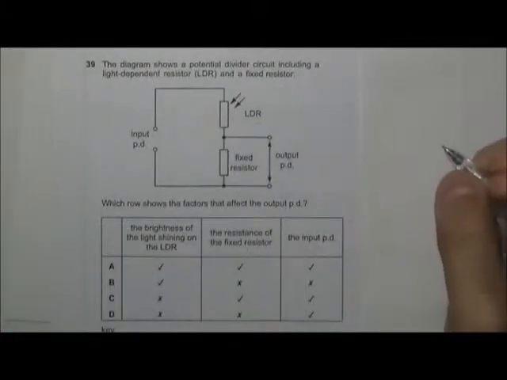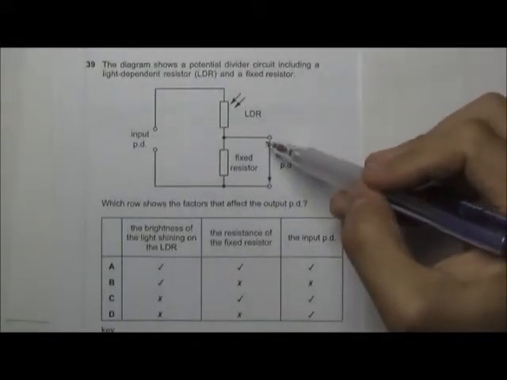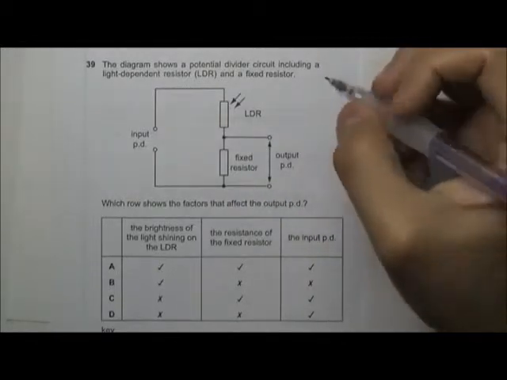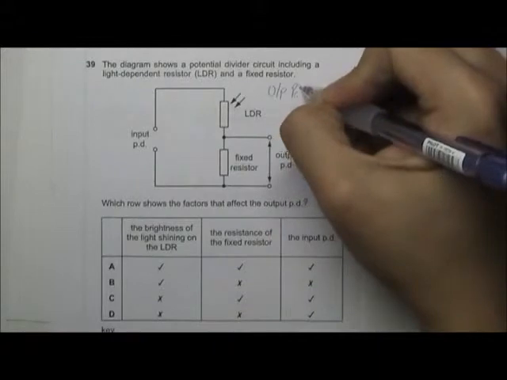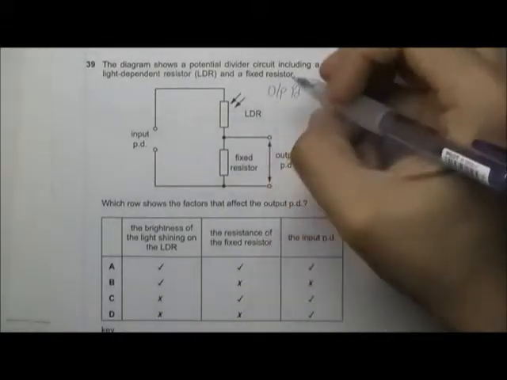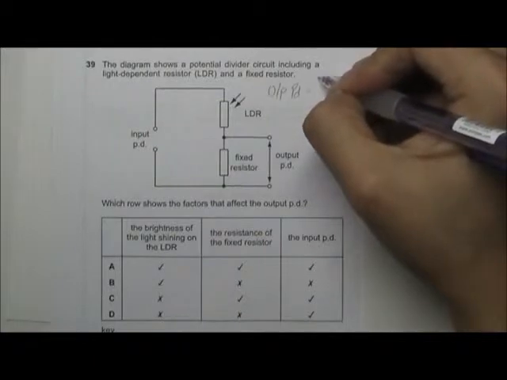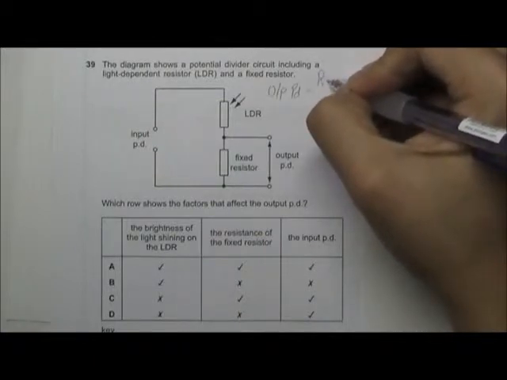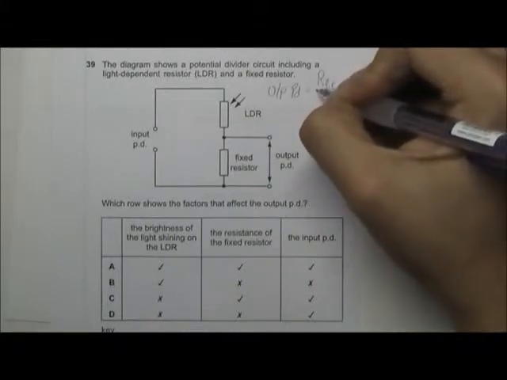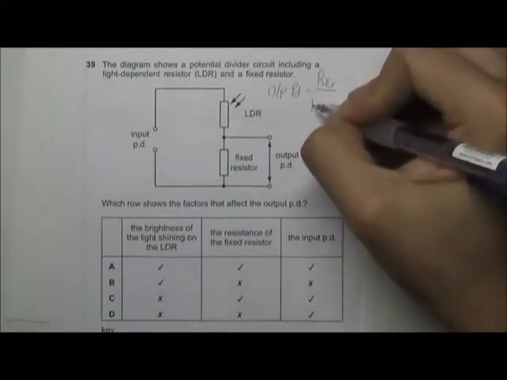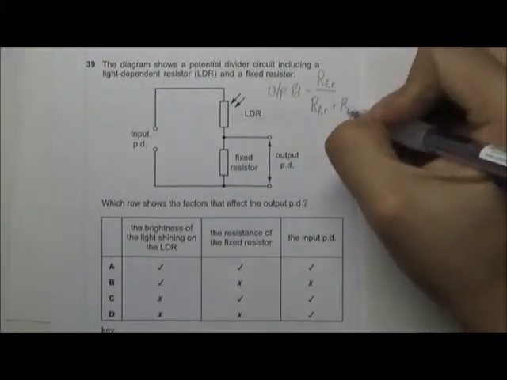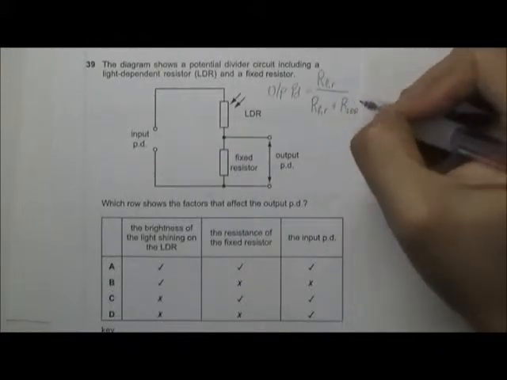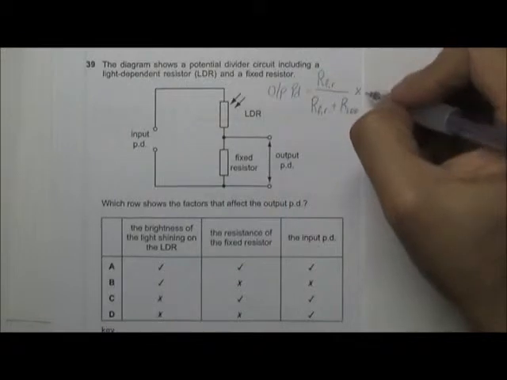To find out what are the factors affecting the voltage across this fixed resistor, we can use the potential divider formula. The output PD is equal to the resistance of the fixed resistor, I represent it with R subscript FR, over the total resistance, which is resistance of the fixed resistor plus resistance of the LDR, multiplied by the input voltage.